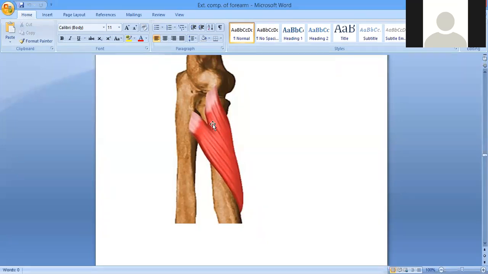After getting origin from both places, the fibers wind around the neck and the shaft of the radius. Okay? The lateral aspect of the neck and the shaft of the radius. These fibers wind around, and then they are inserted over the neck and the shaft of the upper 1/3 of the radius. Okay? The fibers are inserted on the neck of the radius and the upper 1/3 of its shaft.